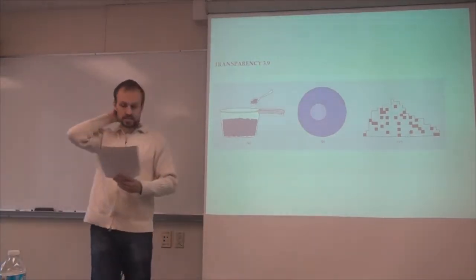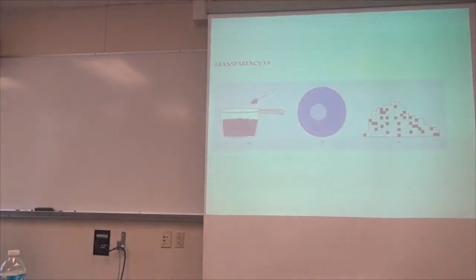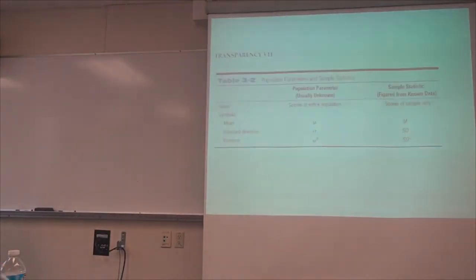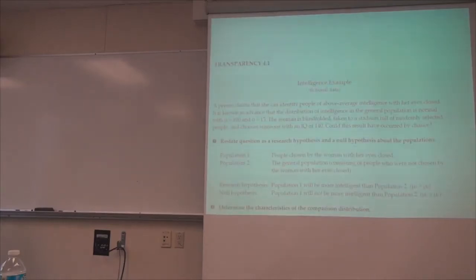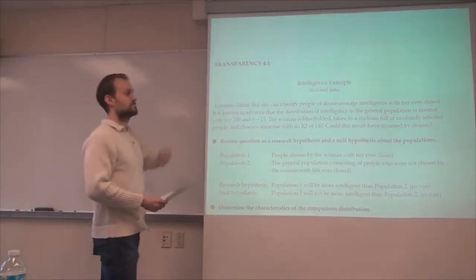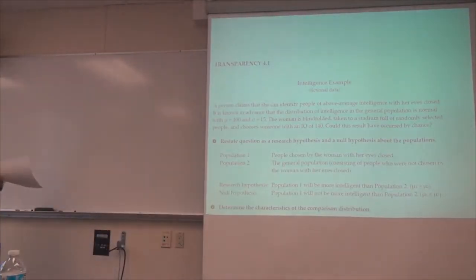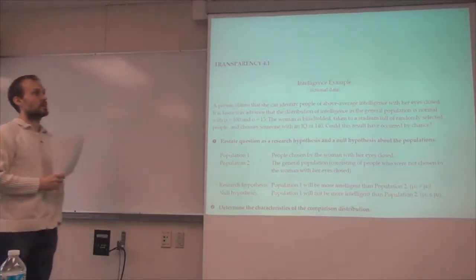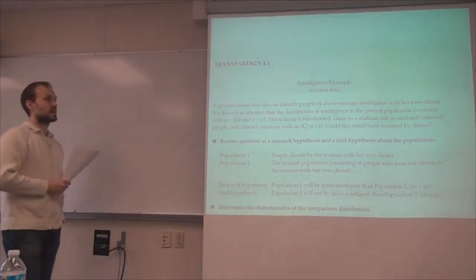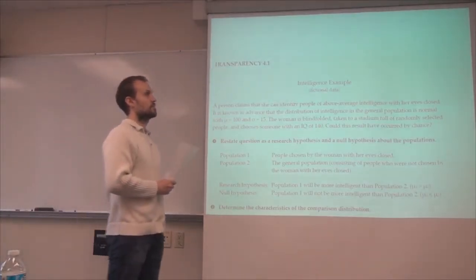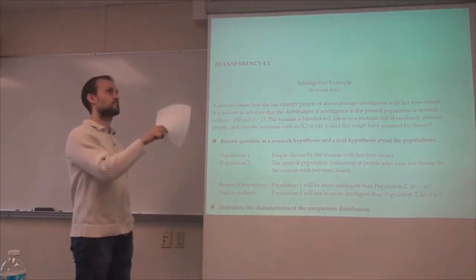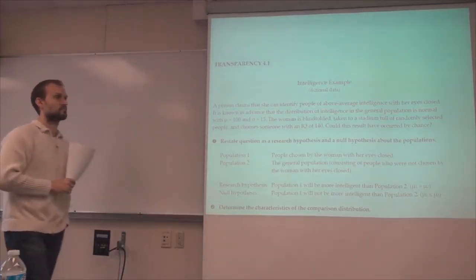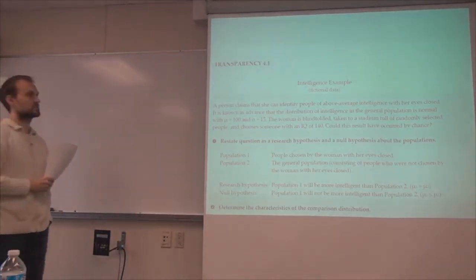Okay, so here is an example that's maybe a little more relevant than beans. So don't look at the rest too much, I'm just looking at the question. So I have a person, and she claims that she can identify people with above average intelligence with her eyes closed. She can just walk up to a person and pick one that has above average intelligence.